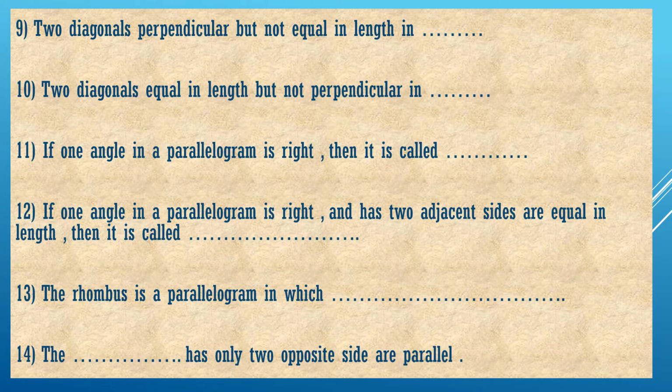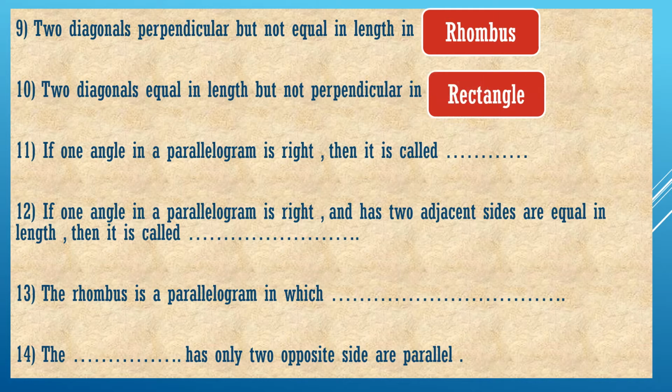Number 9, two diagonals perpendicular but not equal in length. Two diagonals are perpendicular in square and rhombus, but not equal, so the answer will be rhombus only. The two diagonals are equal in length but not perpendicular: equal in length in square and rectangle but not perpendicular, so the answer will be rectangle only.